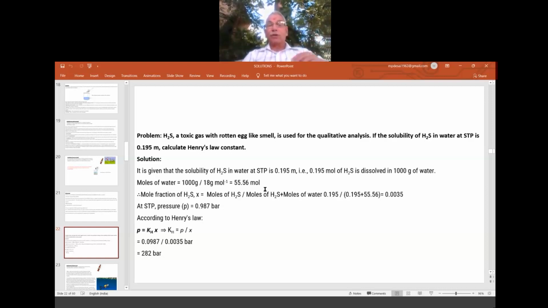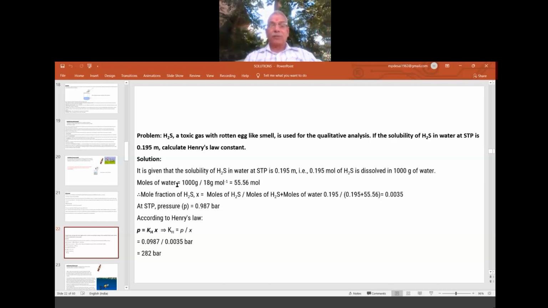Now, what is the moles of water? We know the mass of water, so how to convert it into moles? Given mass by the molar mass. So it is 0.195 mole in 1000 gram of water. 1000 gram of water means how many moles? Given mass is 1000, so 1000 by molar mass 18 gram. That is the moles of water, which is equal to 55.56, calculated. So the number of moles of H2S is 0.195 mole, and the number of moles of water is 55.56 mole. Both are now done in moles.